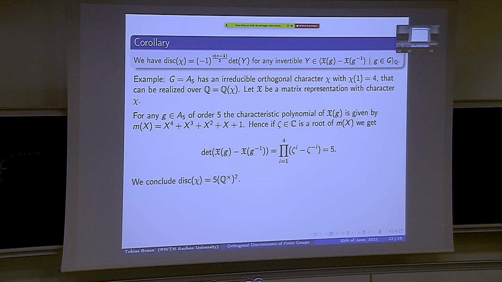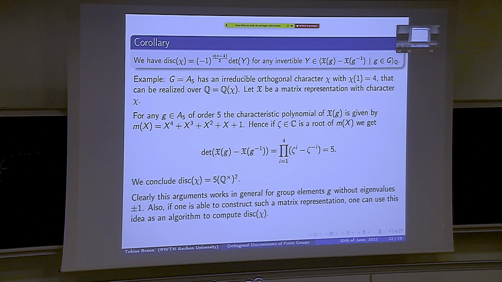And then we want to compute the determinant of X(g) minus X(g)^-1. This is just a product of the eigenvalues of X(g) minus X(g)^-1. And the eigenvalues of these are just the roots of the 5th cyclotomic polynomial. So it's just the product of some roots of unity. And if you do the calculation, this turns out to be 5, what we expected from the permutation representation.